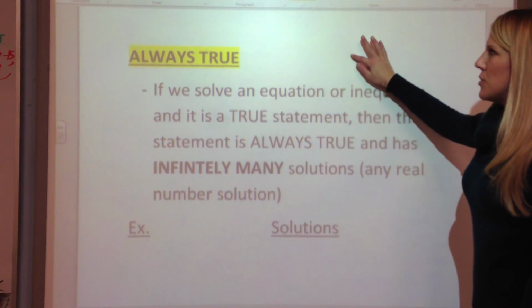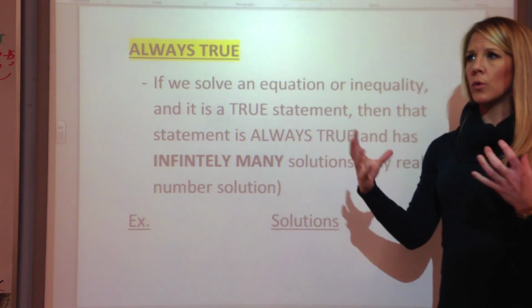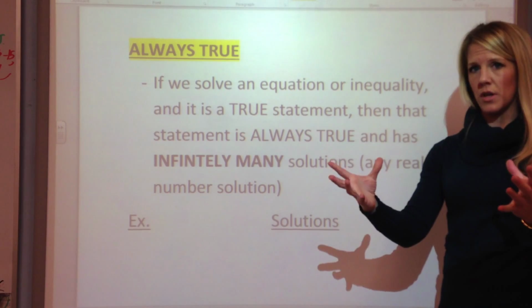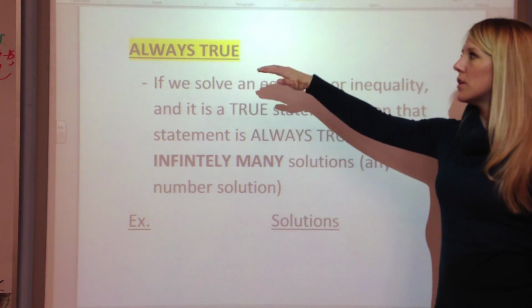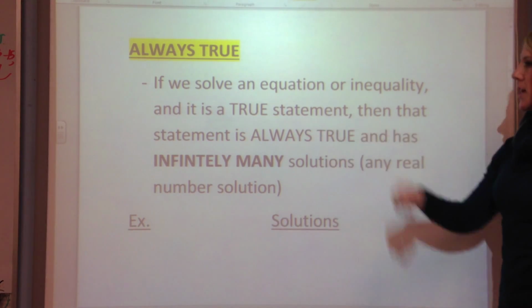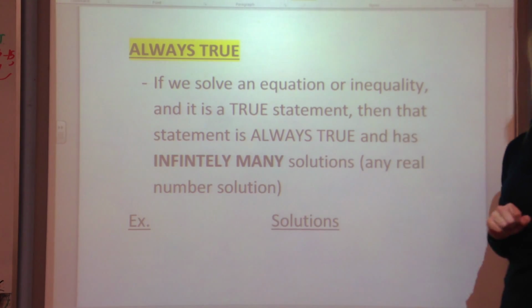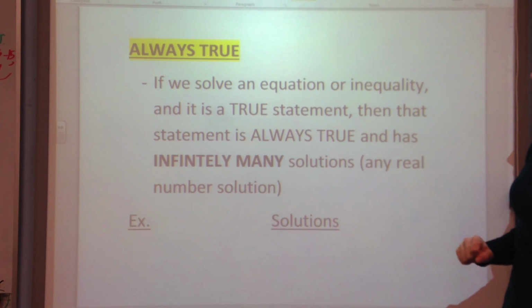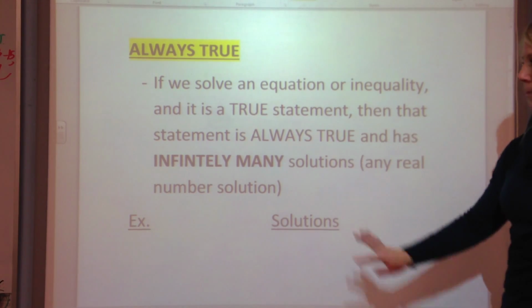But so what does it mean to have no solutions or infinitely many solutions? So when we solve a problem, we get something equals something. And we say, okay, is this always true or is it never true? If we get an always true situation, so if we solve an equation or an inequality and it's a true statement, then that statement is always true and has infinitely many solutions. It has infinitely many solutions if it's true. So there's any real number that would make that situation true.